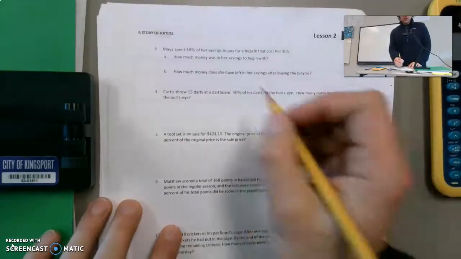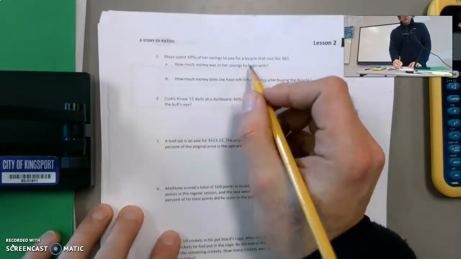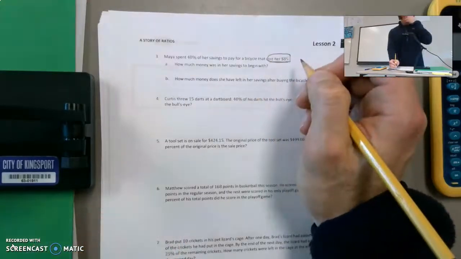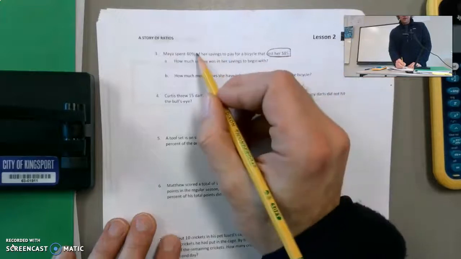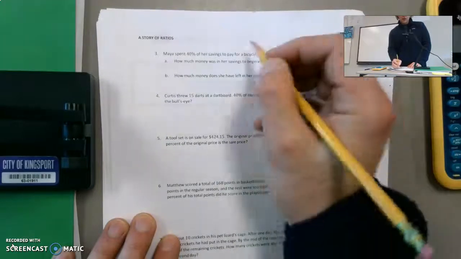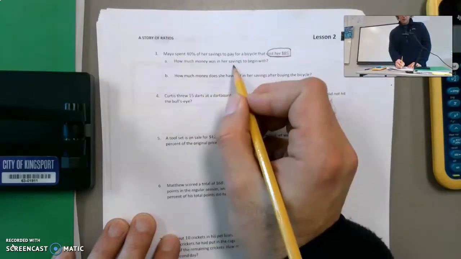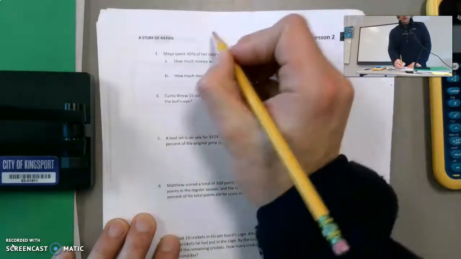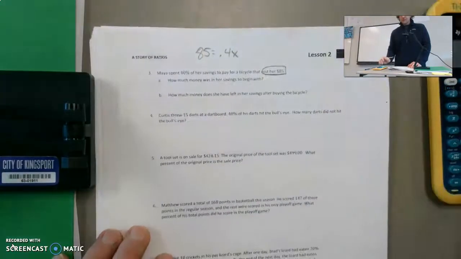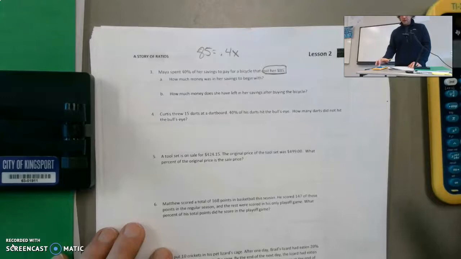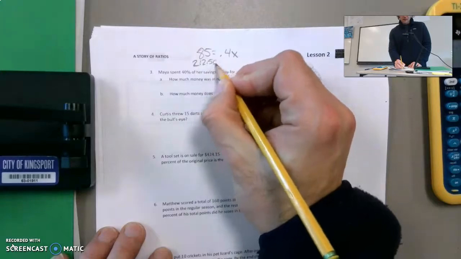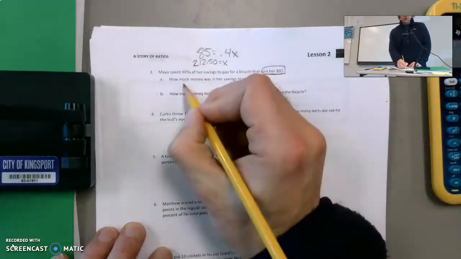On question 3, it says Maya spent 40% of her savings to pay for a bicycle that cost her $85. So $85 is not the whole thing. 40% of the whole thing, that was her total. So 85 is just the part. So what was the whole amount of her savings? Well, we would say 85 is equal to 40% of what? If I divide by that coefficient of 40%, it's going to be $212.50. So she started with $212.50.